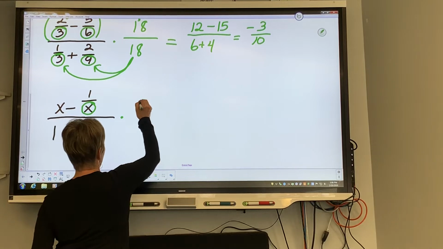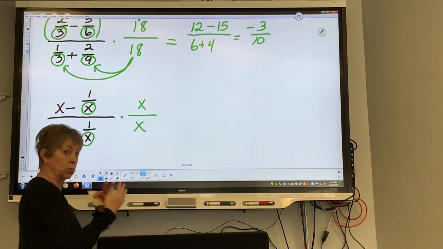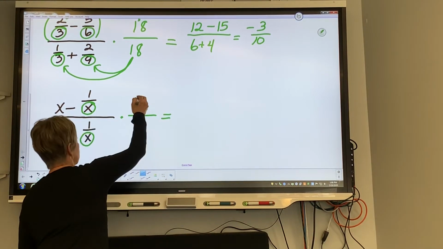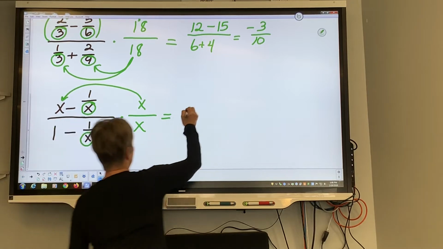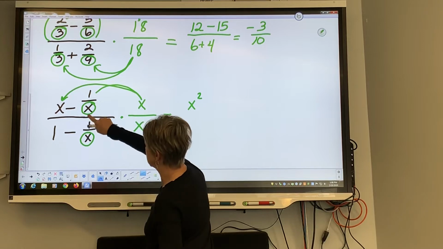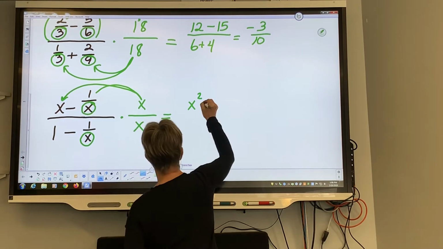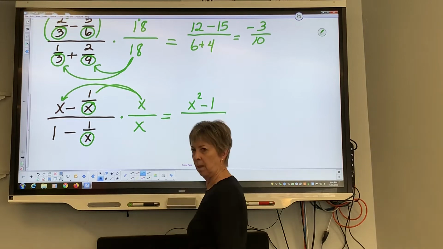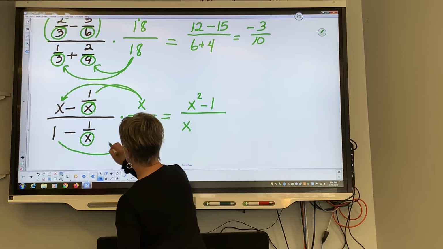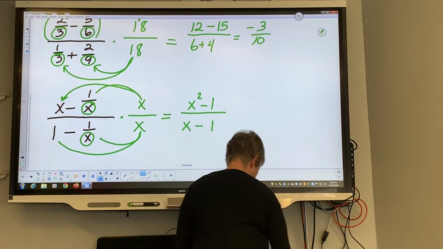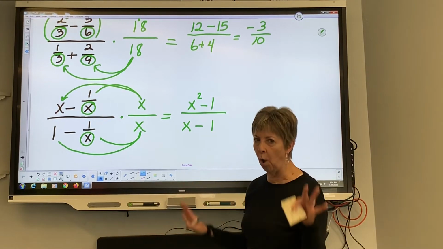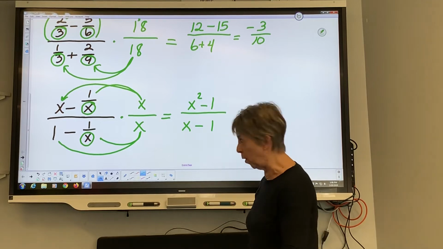So I am going to multiply by x over x, which is just like multiplying by 1, so I'm not changing the value. So when I multiply x times x here, I get x squared. When I multiply x times this, the x's become 1, and I just get minus 1 over x times 1 is x times 1 over x is minus 1. So that would be my answer, but you know I want all these answers in simplest form.